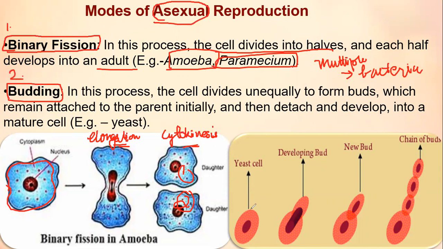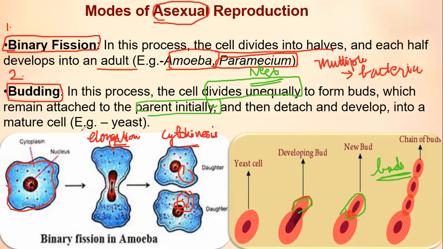In budding, for example in a yeast cell, the yeast cell will produce a small outgrowth, and that outgrowth gets enlarged and finally divides into a chain of buds. In this process, the cell divides unequally, a very direct MCQ for NEET. The cell divides unequally to form buds which remain attached to the parent initially and then detach to form a mature cell. For example, yeast. One more example you can write is Hydra.